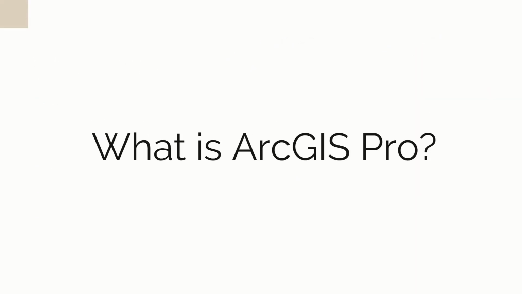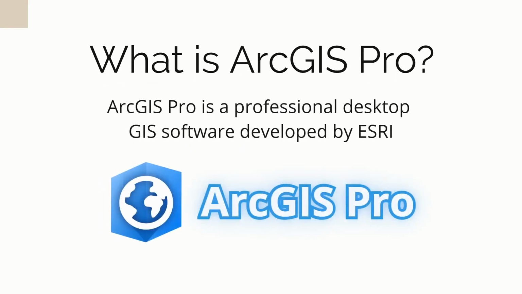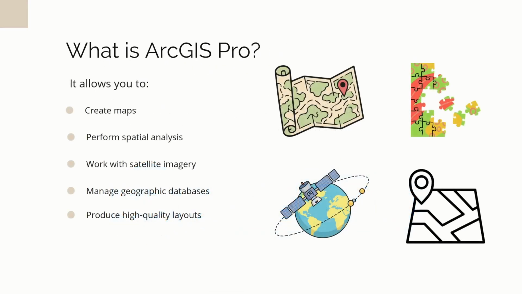Now let's discuss ArcGIS Pro. ArcGIS Pro is a professional desktop GIS software developed by Esri. ArcGIS Pro allows you to create maps, perform spatial analysis, work with satellite imagery, and also work with UAV and other imagery, manage geographic databases, and produce high-quality layouts.